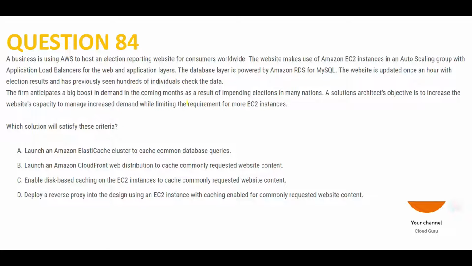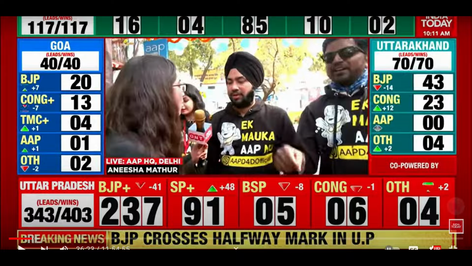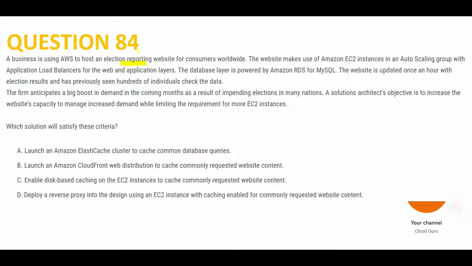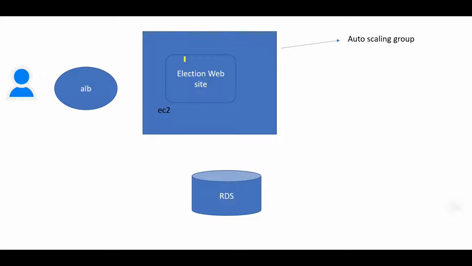So this question is talking about a website which is an election reporting website. We all must have seen an election report that media publishes. Similar to that, there is a website which does the reporting on election votes. This is put on an EC2 instance, and there is already an auto scaling group that this is leveraging. The data is stored in RDS. There is a load balancer here, and all users access this application via the load balancer.